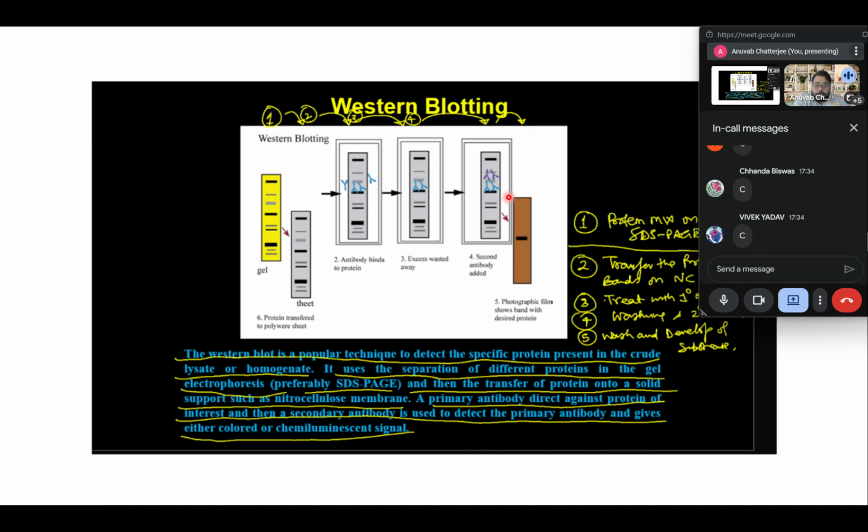So that was a lot of information. I will just quickly go through the basics of Western blot. Western blot is a technique used to detect a specific protein present in the crude lysate or homogenate. It uses the separation of different proteins on a gel using SDS-PAGE, so SDS polyacrylamide gel electrophoresis, and then the transfer of protein onto a solid support such as a nitrocellulose membrane. A primary antibody detects the protein of interest and the secondary antibody detects the primary antibody, which gives a colored or a chemiluminescent signal.